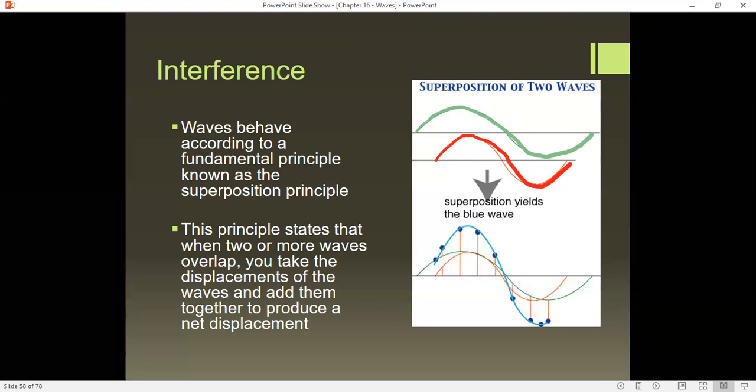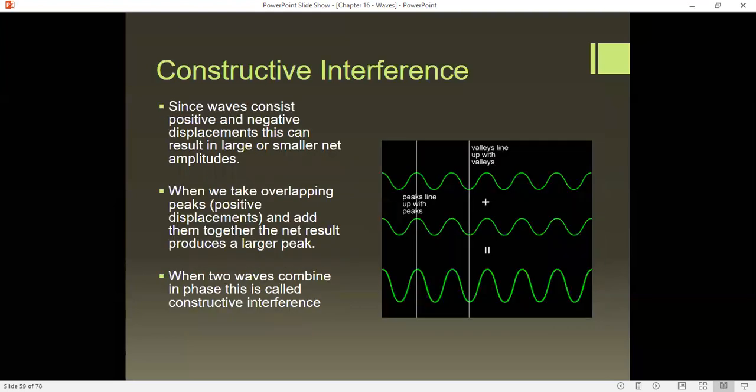So when I add the two together, the peak lines up with the peak, so we get a bigger peak. The valley lines up with the valley, so we get a bigger valley. This is what we call constructive interference. When the two waves are in phase, meaning that a peak lines up with a peak and the valley lines up with the valley, and they're roughly the same frequency, we get a larger wave. Two waves just combine to make an even larger oscillation.